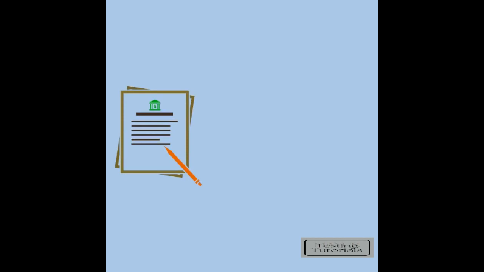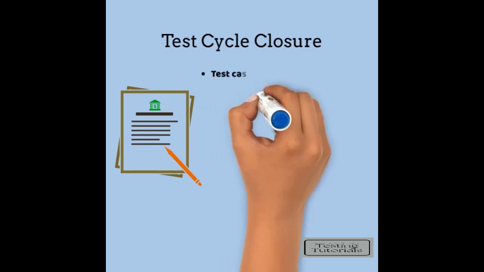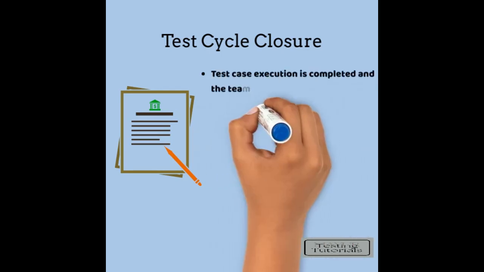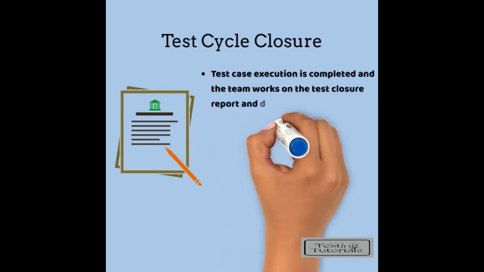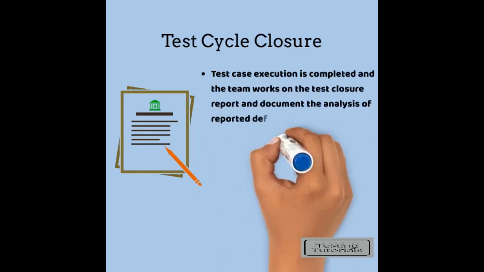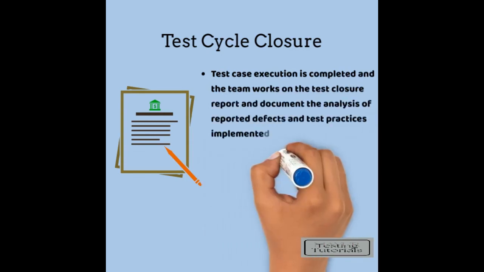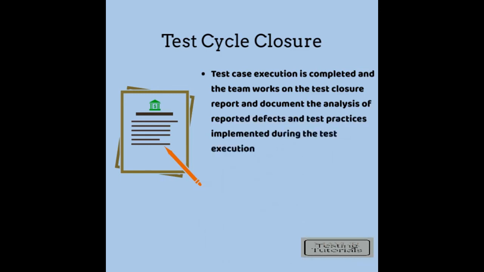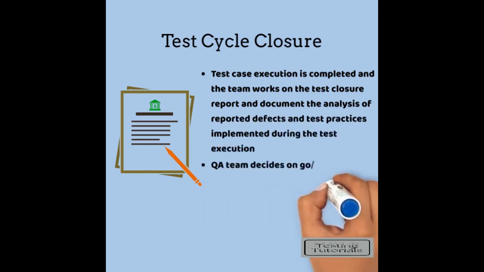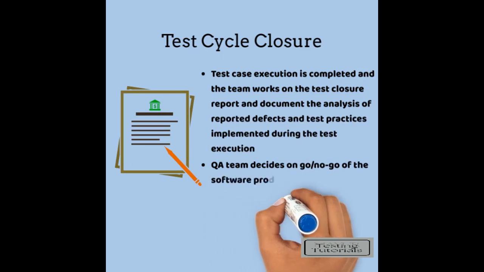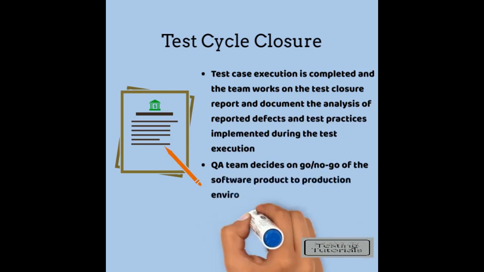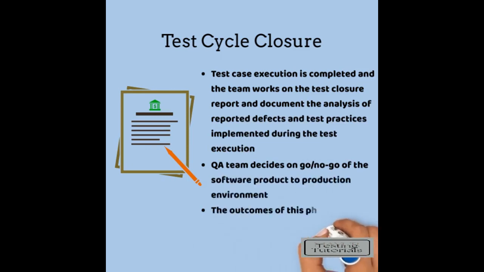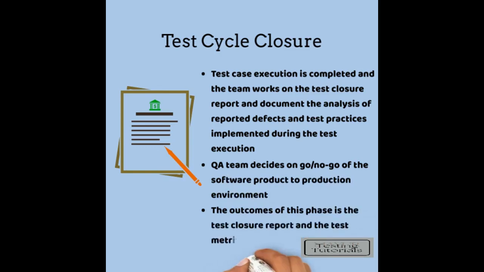The final phase of the software testing lifecycle is the test cycle closure. During this phase, test case execution is completed and the team works on the test closure report and documents the analysis of reported defects and test practices implemented during the test execution. QA team decides on go/no-go of the software product to production environment. The outcomes of this phase are the test closure report and the test metrics.